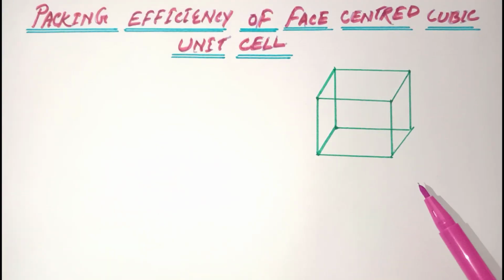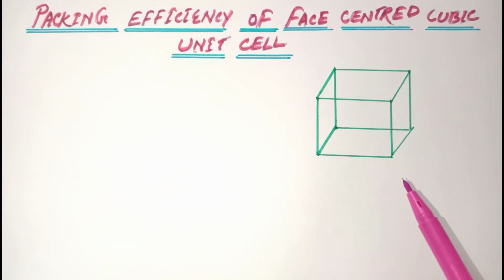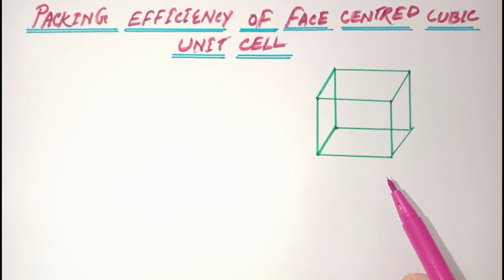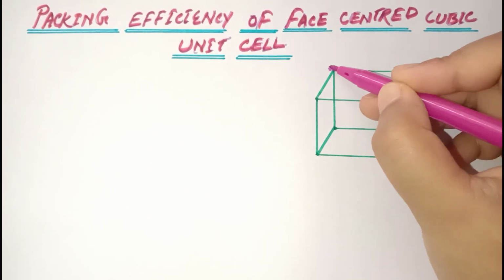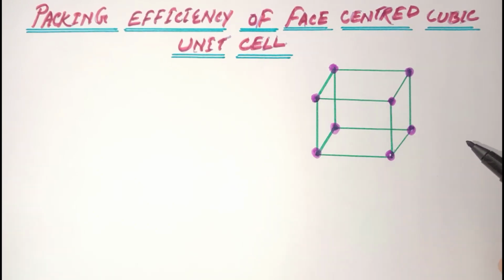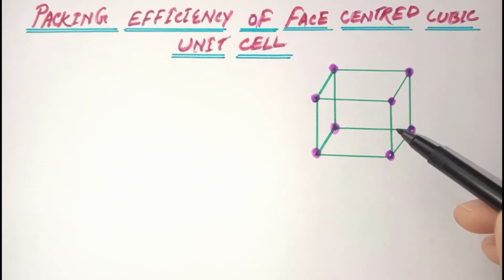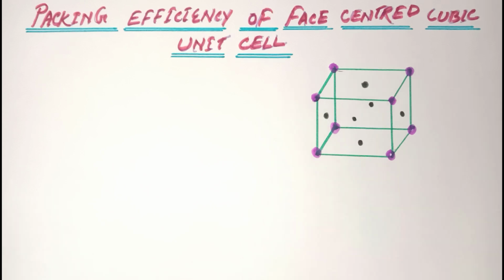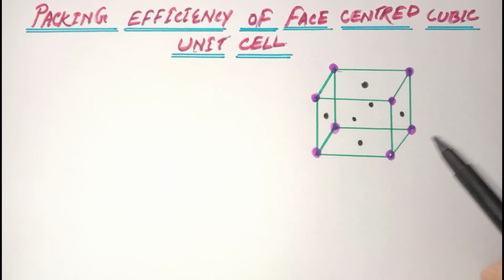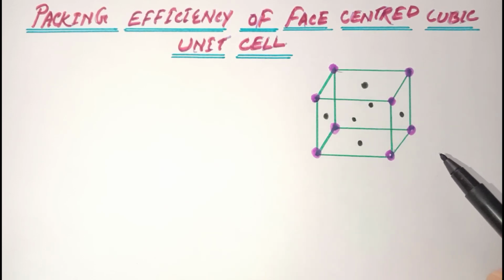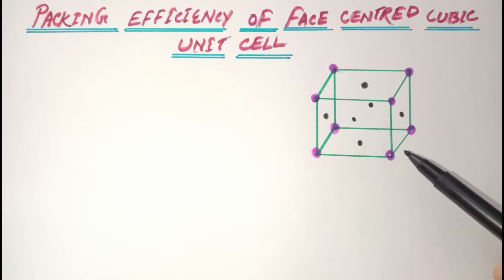See, this is a unit cell. In case of an FCC unit cell, the atoms are present at the 8 corners, and the 6 atoms are at the center of the 6 faces. We also know that in case of a unit cell, the atoms are closely packed with each other. So they are considered as atoms like hard spheres.